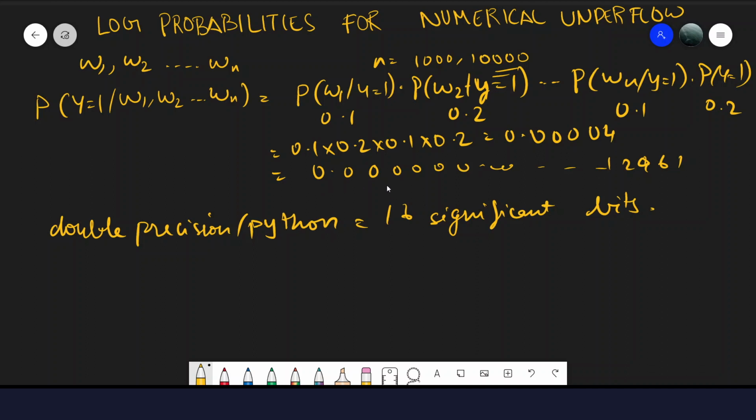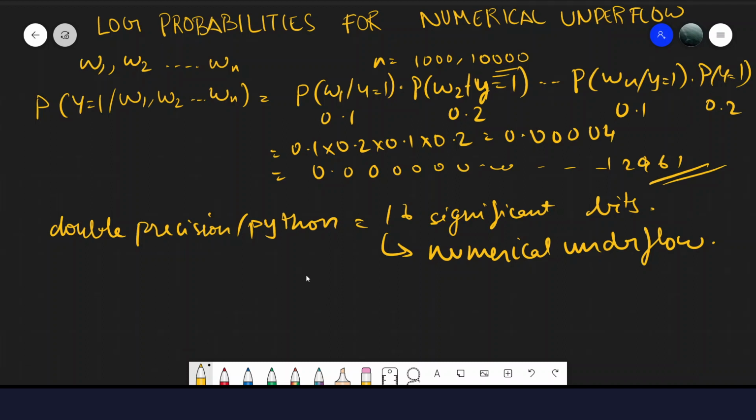If your number has a lot more significant bits than 16, this leads to something called numerical underflow. What that basically means is that Python starts performing rounding errors. It doesn't round very well, and the value you get, if you try to store it in Python, will be very different from the actual probability.